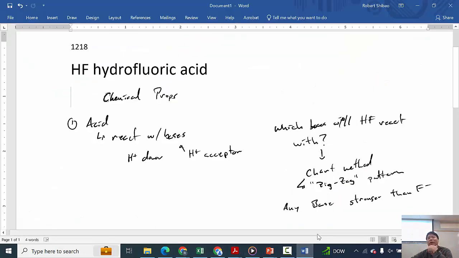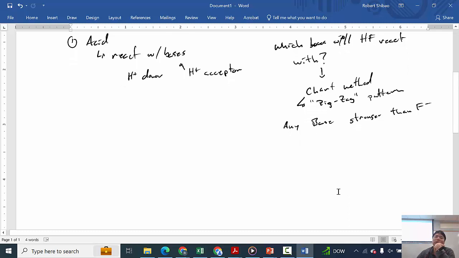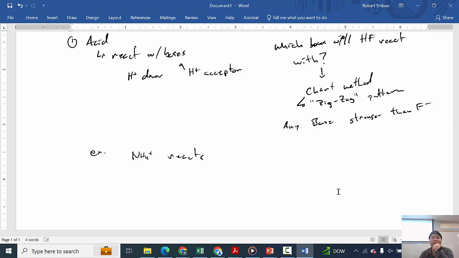And then we just look it up. We don't have to have it memorized. And so what we say here is any base stronger than fluoride. So another example would be that we're saying ammonium reacts with any base stronger than ammonia. And just look it up on the chart.